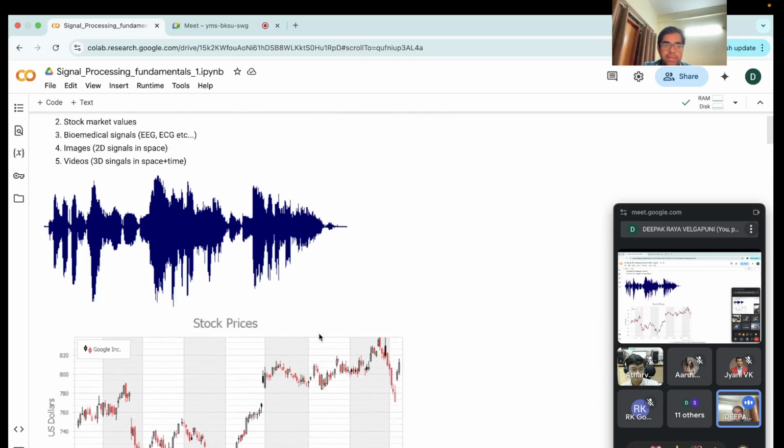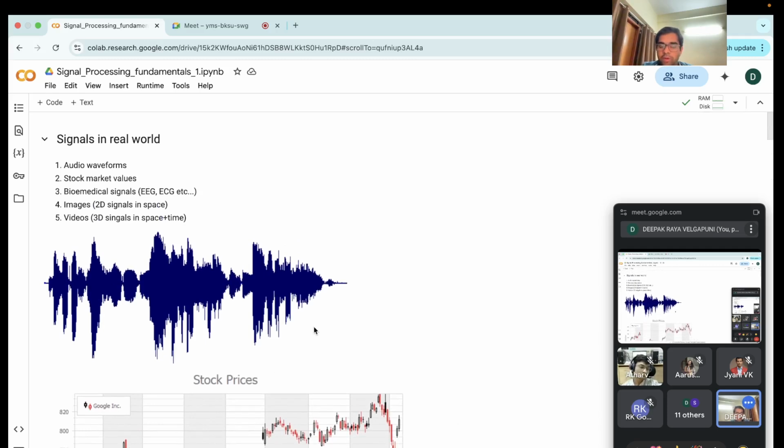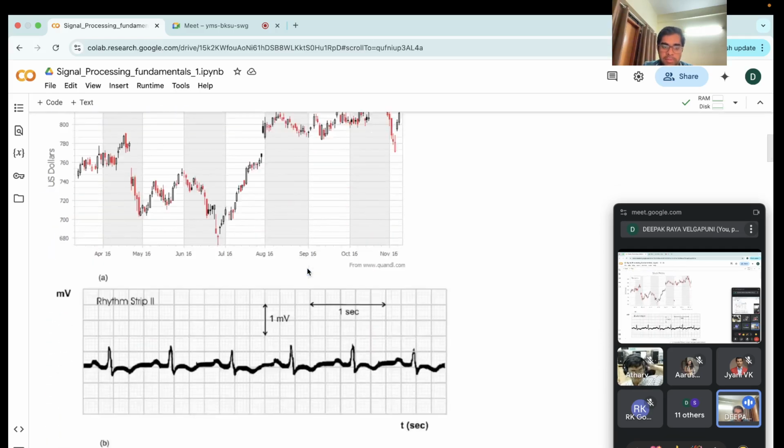But there are also signals in space. Can anyone give an example of what a signal in space is, or any guess? It can be like a temperature in a room. Temperature in a room, yes, correct. So you can have a heat map of the temperature in different parts of a room. So that is a kind of, like Vinod told, an image. You have an xy coordinate of a location, and at that location you have a particular value. So even images can be considered as two-dimensional signals.